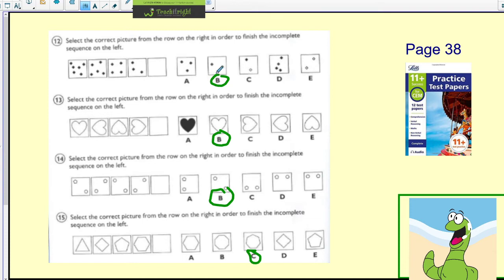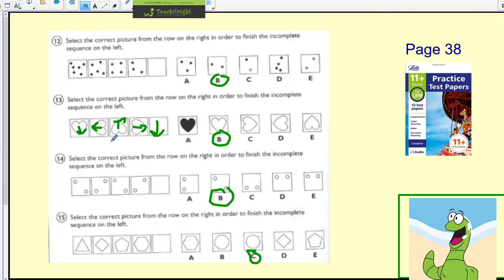For 13, the heart is rotating 90-degree clockwise each time. So we just got to work out, I always give things direction to help me spot things. So it's going down, left, up, right, down again. And I'm just picking arbitrarily the base of the heart as down, but you can decide. However, again, just spotting that rotation, really key.